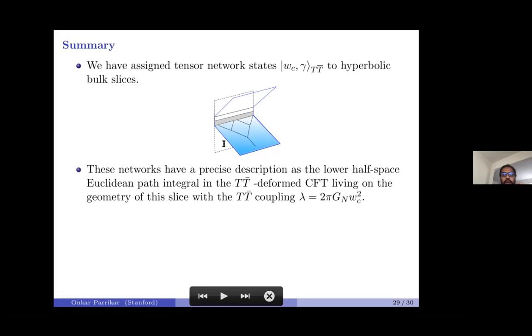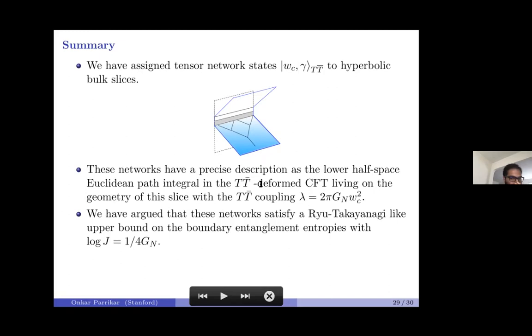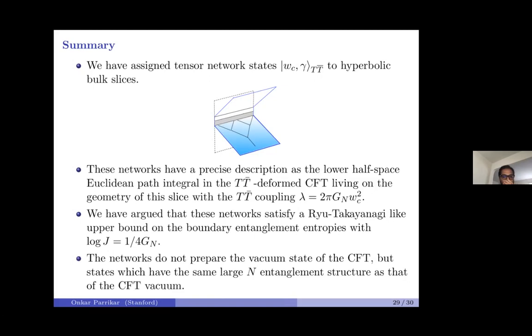These networks have a more or less precise description in terms of Euclidean path integrals in this T-Tbar deformed field theory. We've given an argument that these Euclidean path integrals or tensor networks satisfy a Ryu-Takayanagi-like upper bound where the log of the bond dimension is given by 1 over 4 G Newton. That comes from doing a calculation in the T-Tbar deformed field theory. And I should again emphasize that these networks are not preparing the vacuum of the dual CFT, they're preparing some other states, but these states have the same large N entanglement structure as that of the CFT vacuum. And so the large N entanglement entropy of these network states is the same as that of the dual CFT.